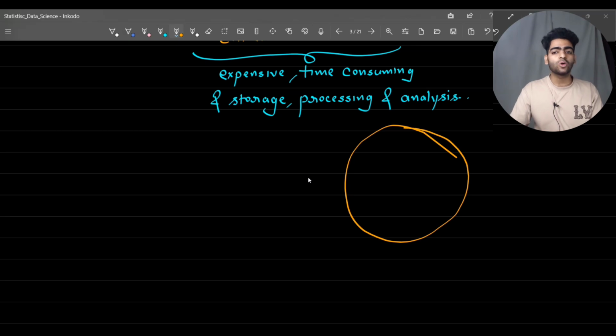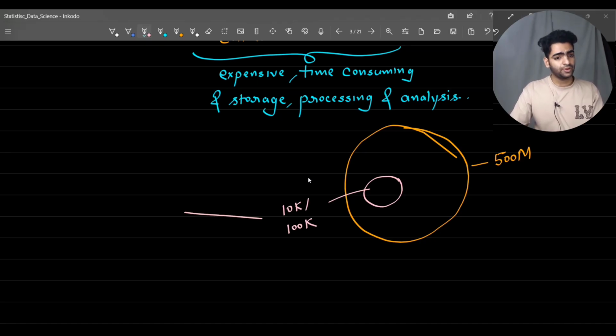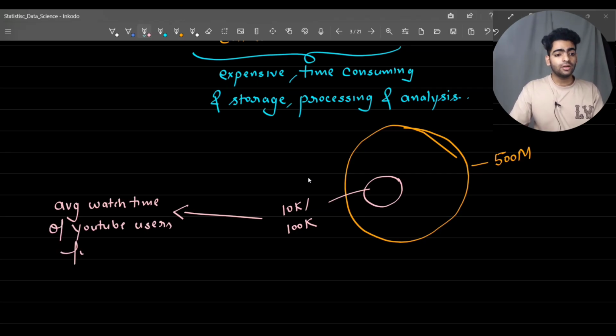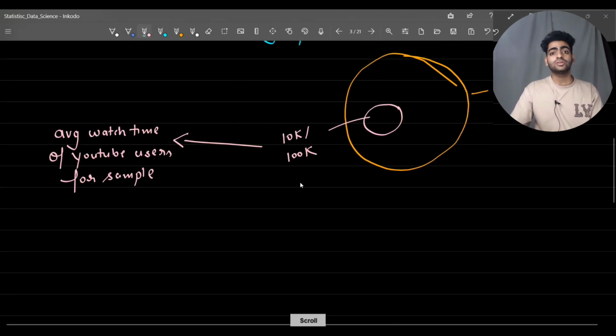So imagine I have this whole 500 million users of India, right? Imagine these are all the users, and from this, let's say I have extracted some sample, right? Let's say the sample size is 10,000, or let's say 100K. So from the sample we have, all we have to do is compute what exactly is the average watch time of the YouTube users, right? And just to answer this question, you have to basically consider your sample.